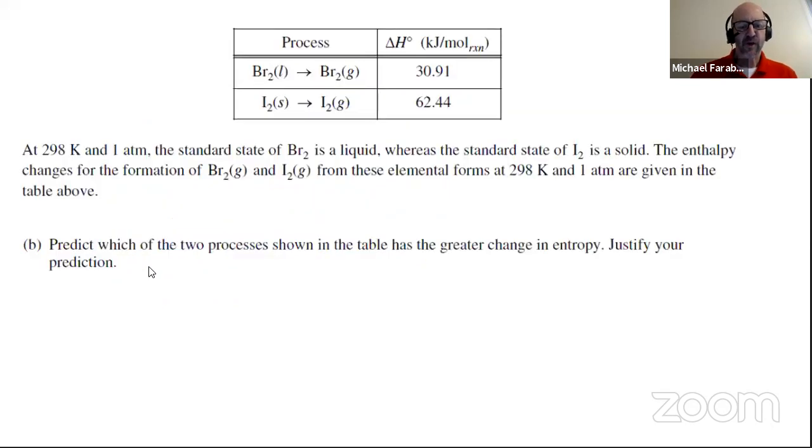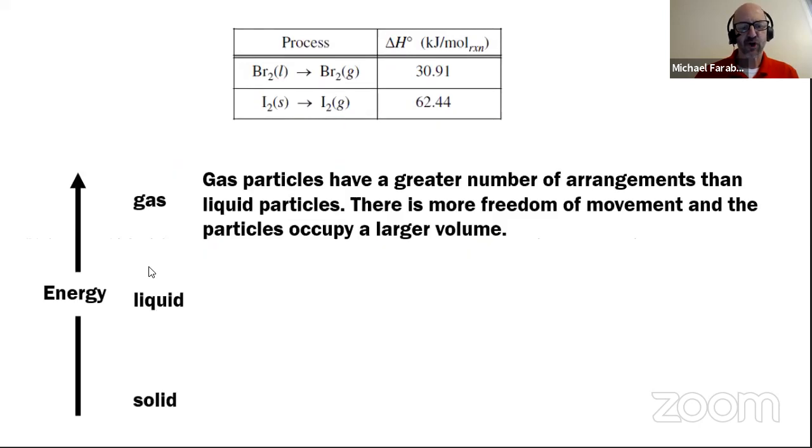All right, part B of this question says to predict. Again, this is entropy, which I know is not officially on the AP exam in 2020, but I thought I'd go ahead and ask this anyway. Predict which of the two processes shown in the table has the greater change in entropy.